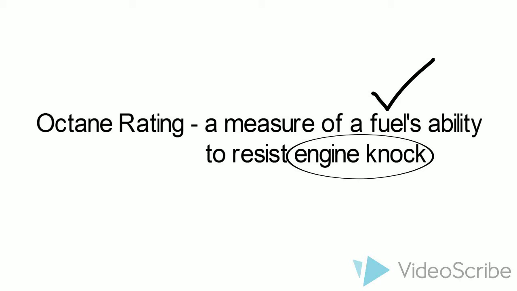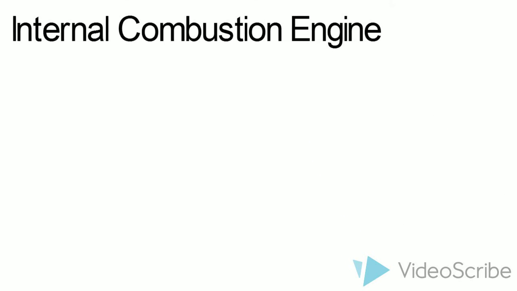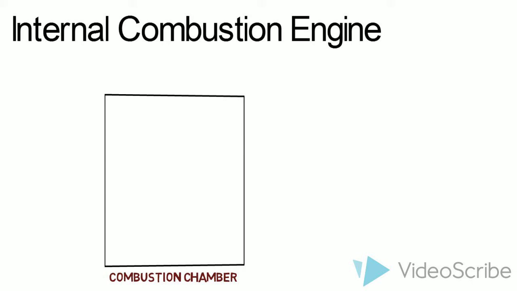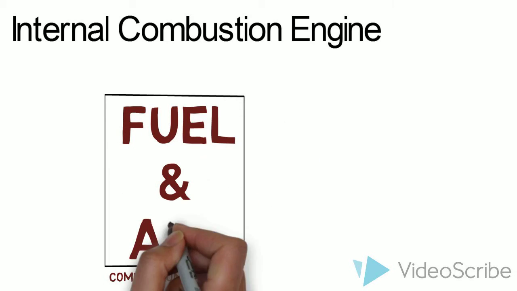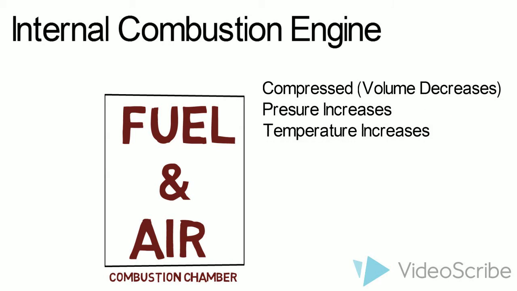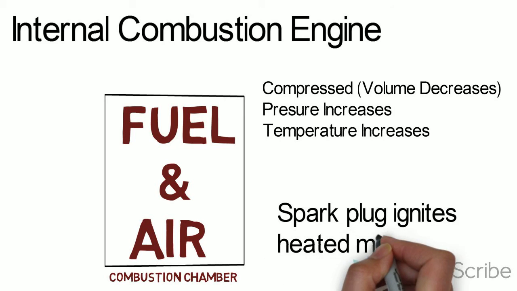First, to explain what engine knock is, we have to find out how engines burn fuel, or more specifically, internal combustion engines. As is implied in their names, the combustion of fuel in an internal combustion engine occurs internally in a combustion chamber. Within the combustion chamber, you have a mix of fuel and an oxidizer, usually air. Within the combustion chamber, this fuel-air mix is compressed, increasing the pressure and in turn the temperature. The heated mixture is then ignited by way of a spark plug, producing the energy needed to run an engine.